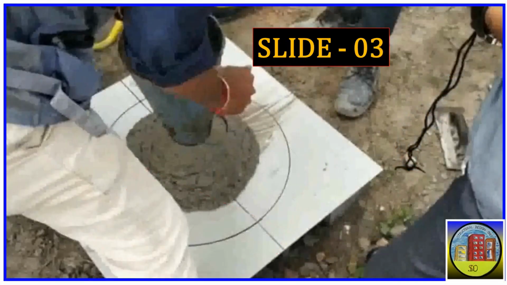As depicted in the third slide, upon pulling the slump cone upward, the concrete failed to adequately cover the pre-marked circular area. This observation underscores the unsuitability of the concrete for fulfilling the specific requirements of this construction project.